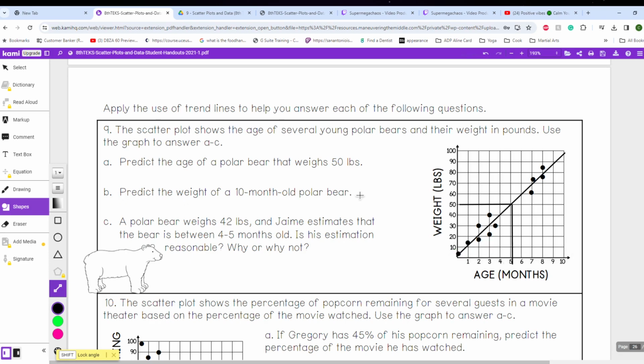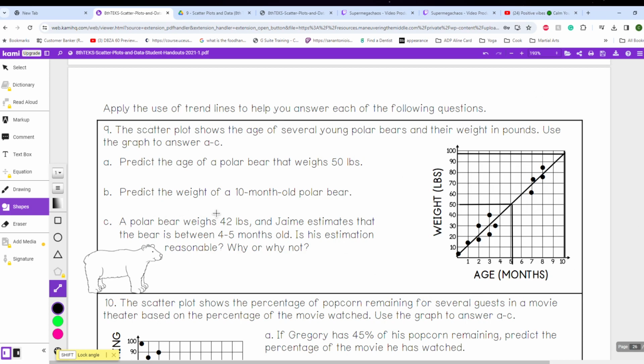Predict the weight of a polar bear at 10 months. So we're going to do the same thing: 10 months, straight over. Oh, maybe like here. And maybe that's around 97 pounds, 96 pounds, around there. You can kind of guesstimate from that.